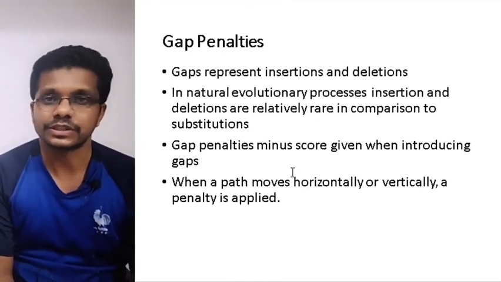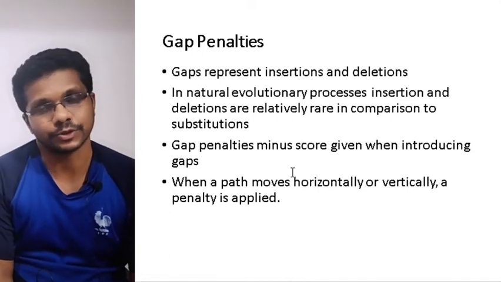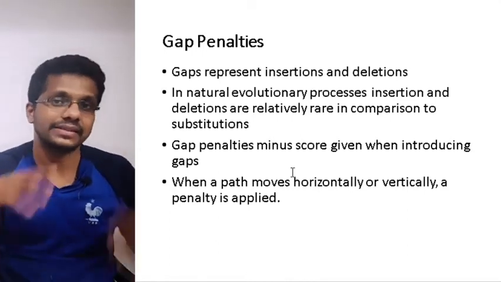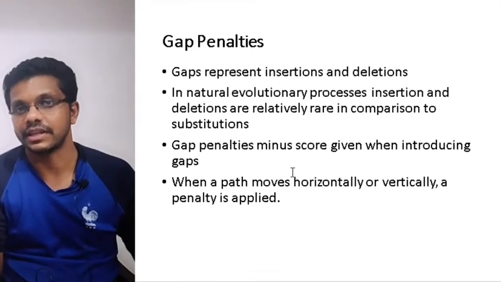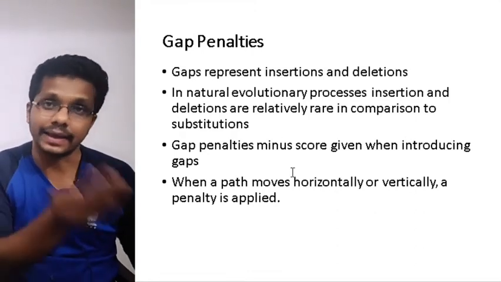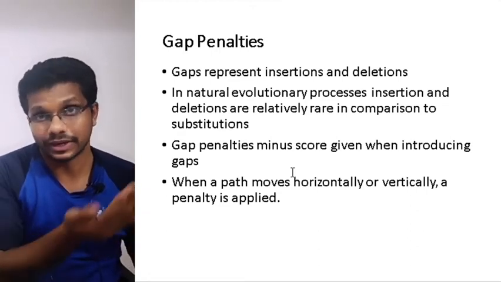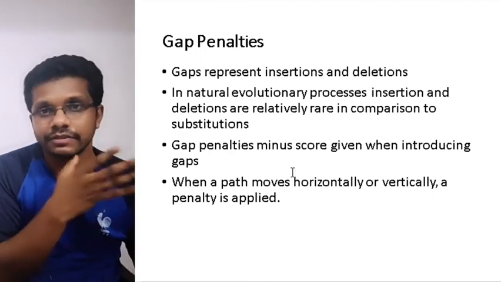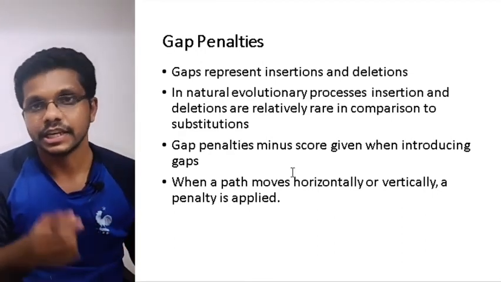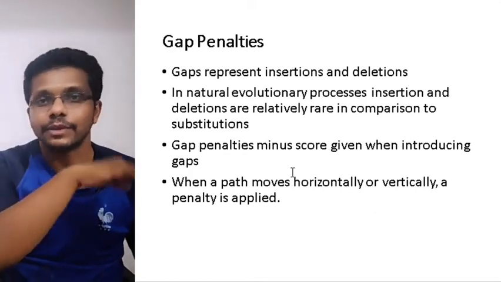In terms of evolution, the chances of insertion and deletion are less than substitution. So whenever we make a statistical or quantitative program, we take that into consideration. Whenever we add a gap, insertion or deletion, into the alignment, we should be more careful. To convert it into statistical terms, we introduce something called a gap penalty. If we introduce a gap in one sequence, we should reduce some score from the overall score.